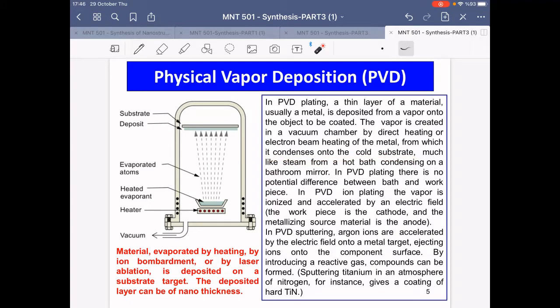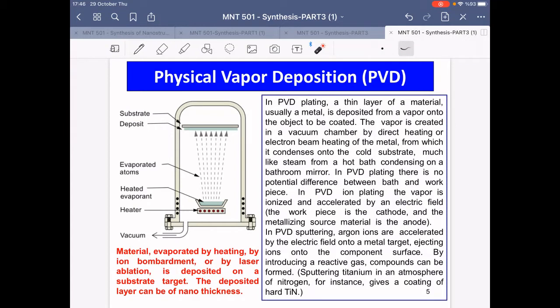Okay, so this is very much similar to what we learned before, but in this case we have a 2D thin film, much like steam from a hot bath condensing on a bathroom mirror. It's very similar to that, as you can imagine. In PVD plating, there is no potential difference between bath and workpiece, and so on. So in PVD sputtering, argon ions are accelerated by the electric field onto a metal target. By introducing reactive gas, compounds can be formed. Okay, so you can use these reactive gases if you want.